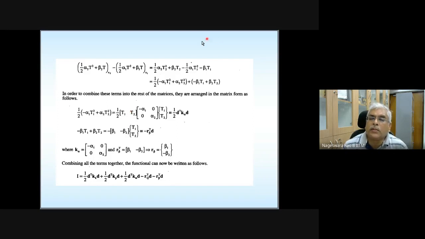T1 square can be written as T1 transpose T1. Similarly, T2 square can be written as T2 transpose T2. So with all that understanding, this term can be written like this. And defining K alpha, which is nothing but this one, comprising the coefficients alphas. And the second boundary term can be written like this. So finally your equivalent functional, after applying the finite element approximation, looks like this.